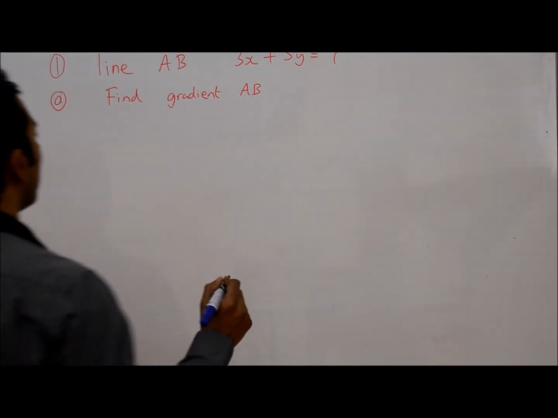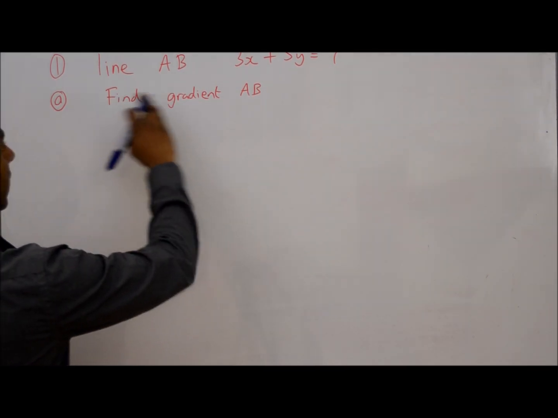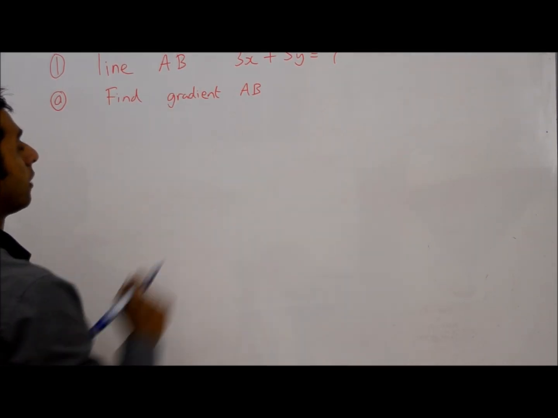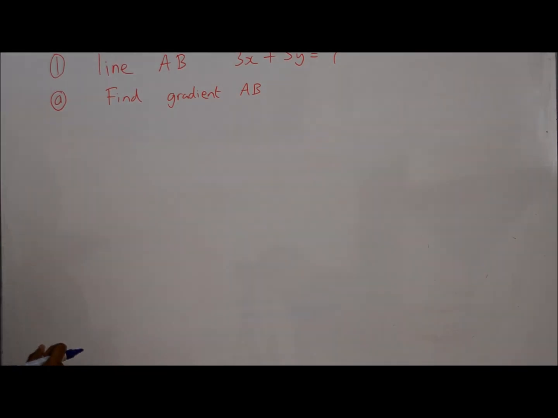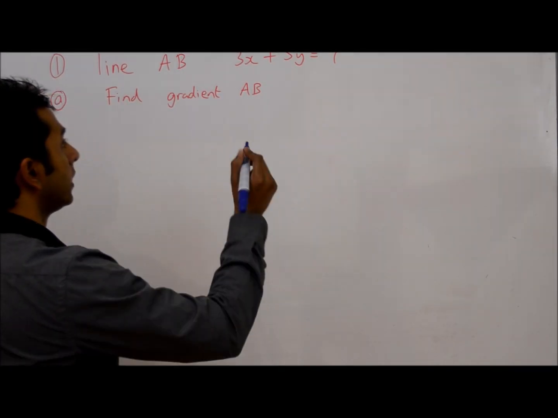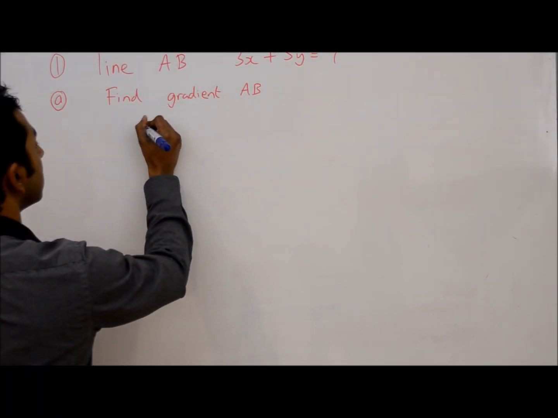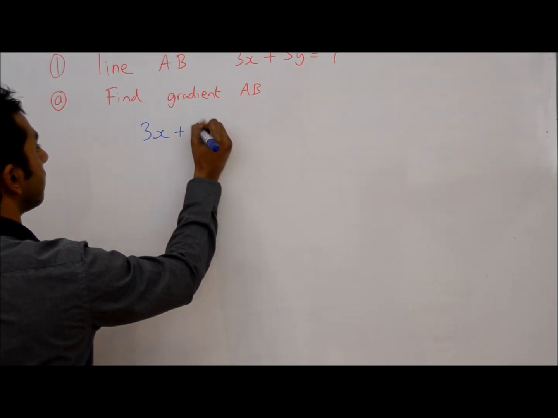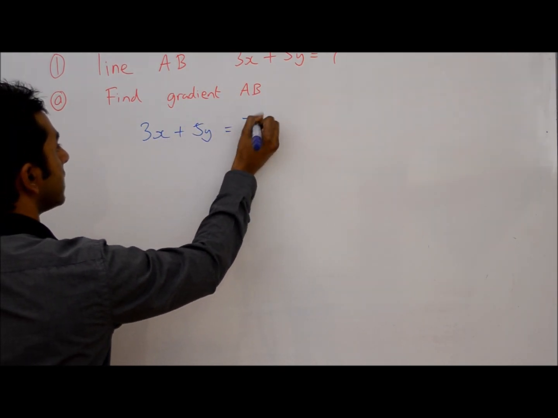Here is question number 1. Line AB has the equation 3x plus 5y equals 7. We want to find the gradient of the line AB. In order to find the gradient we need to rearrange this so that it's in the form y equals mx plus c. So 3x plus 5y is 7.